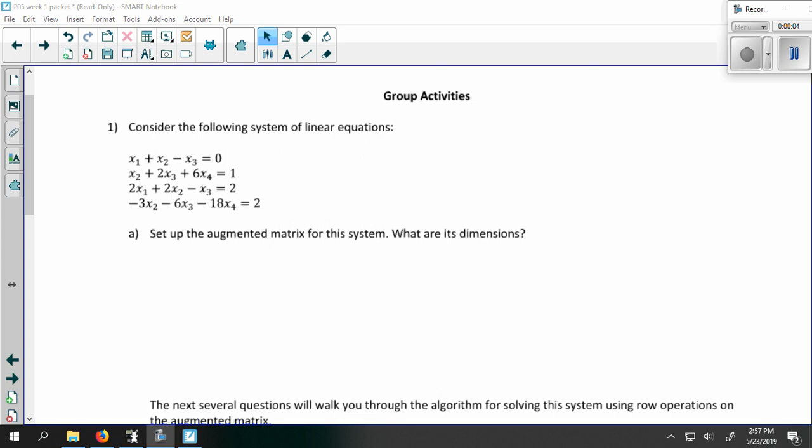These are the Math 205 group activities for lesson number 2.